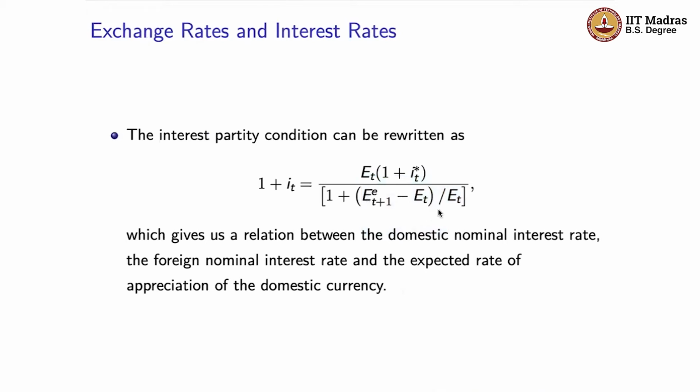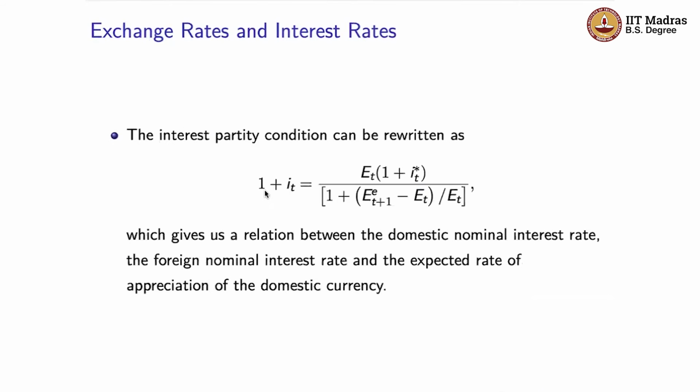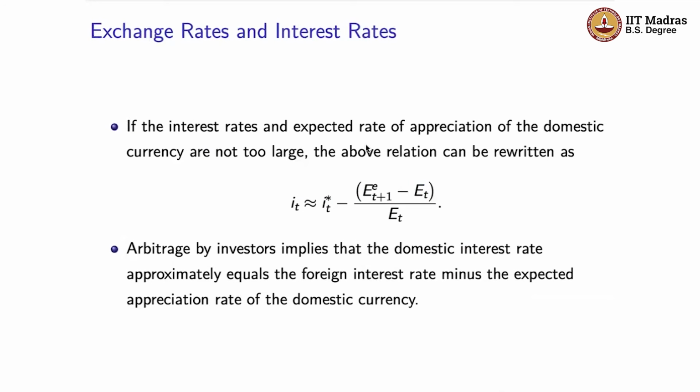So this is the percentage change in the value of the exchange rate of the currency, and hence this is the relationship, right? If these interest rates and expected rates of appreciation of domestic currency are not too large, often an approximation is used, which is that the nominal interest rate is equal to the foreign interest rate minus the expected rate of appreciation of the currency. And you get this relationship by multiplying this 1 plus i_t by this term here, and then just ignoring the second order terms, right?